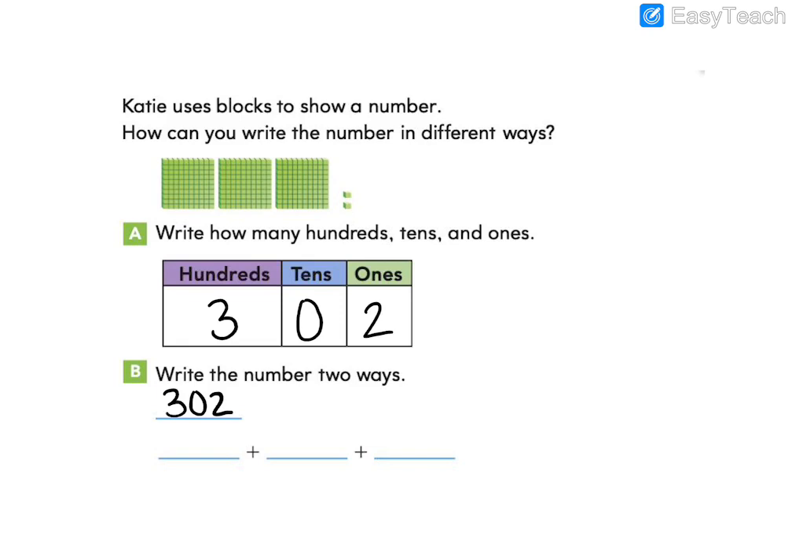Now let's think about expanding it by place value. 3 hundreds is equal to 300, 0 tens, 2 ones. So we can write it as 300 plus 0 plus 2.